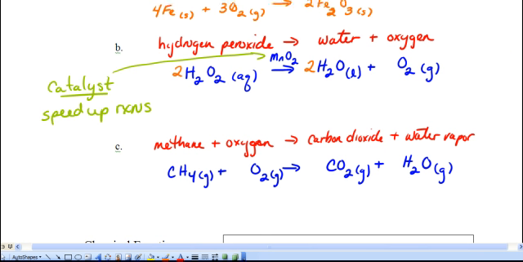Scrolling down with the methane, 1 carbon on the reactant side, 1 carbon on the product side. 4 hydrogens on the reactant side. I have 2 on the product side, so I'll put a 2 out front there. I have 2 oxygens with CO2. I now have 2 oxygens with the water. That gives me a total of 4. So I need to put a 2 out front. That gives me a total of 4 oxygens.